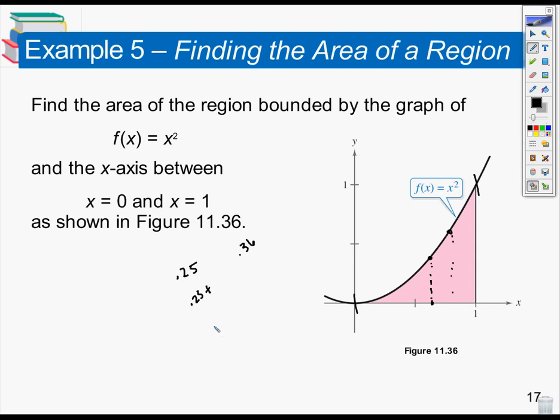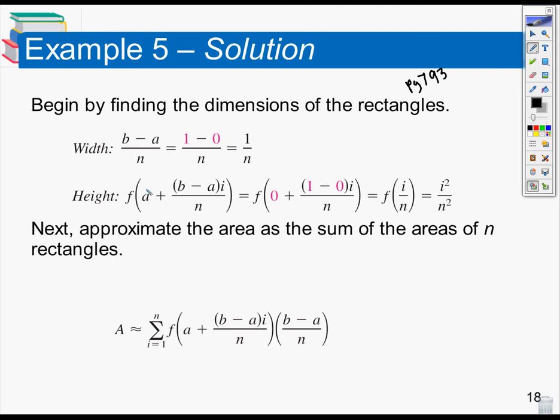I can't just say so many units away is my first rectangle, because that might come out to be 0.1, and that's not actually within the bounded region that I was looking for. So I need to make sure that all of these little rectangles, all these little pieces that I'm finding, are inside of the actual bounded region that I'm looking for. Okay, so this is our formula for height.